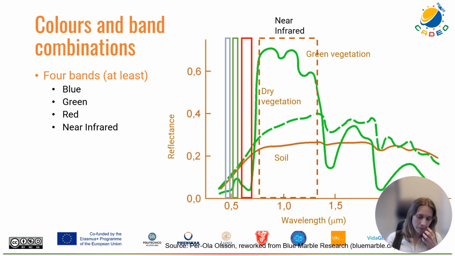0.8 micrometers, and this is where we get a lot of information about vegetation, because vegetation reflects a lot of infrared. So this is an important thing to know when working with visual image interpretation. And depending on what you are interested in mapping or identifying, you can choose to work with different types of bands.